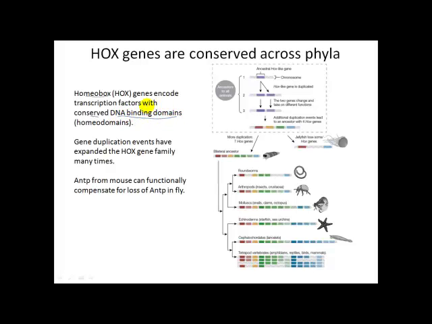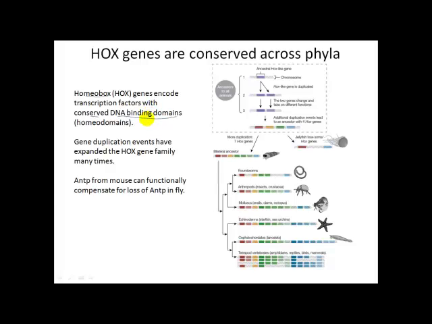In other words, if you line up the sequences of these proteins that are encoded by the Hox genes across all these different organisms, you see that they have about a 180 nucleotide long DNA sequence that specifies a domain on the protein that binds to DNA, and these are called homeodomains. So that's what makes them so similar in terms of the function that they're carrying out.